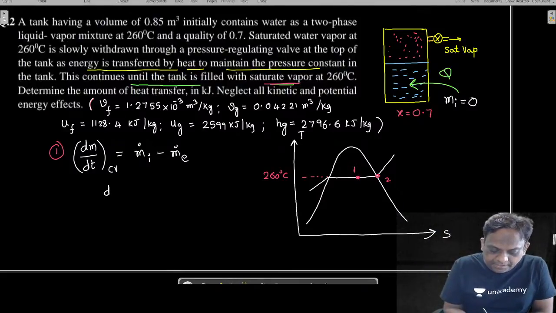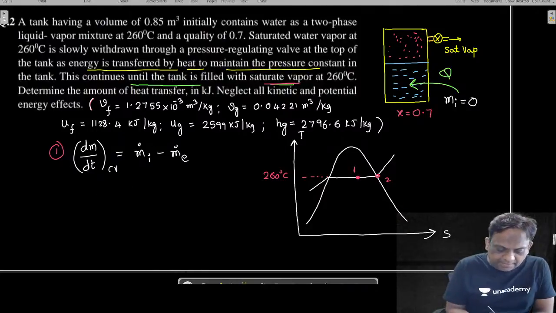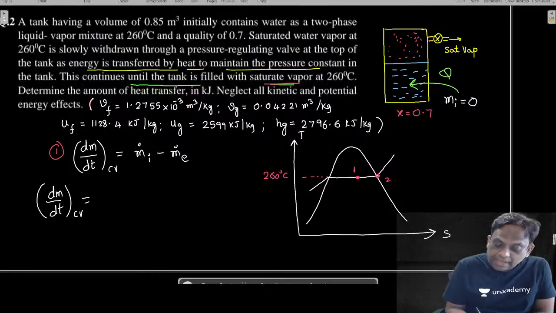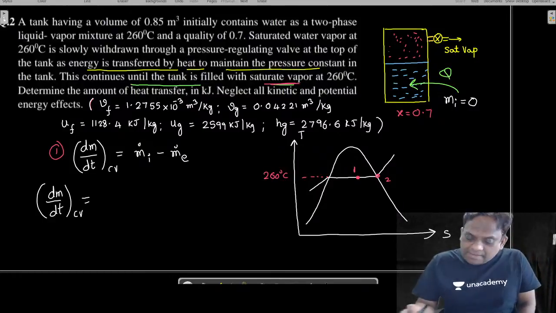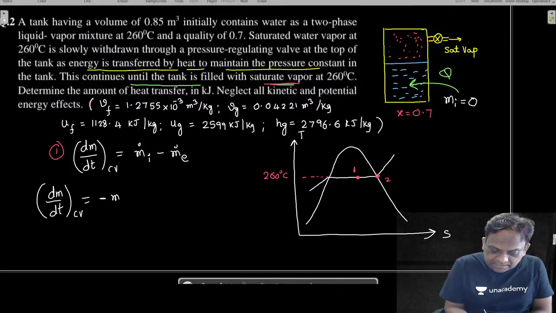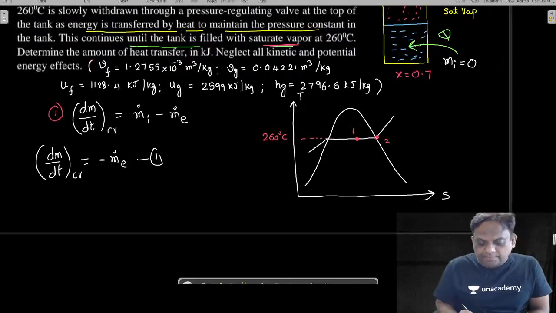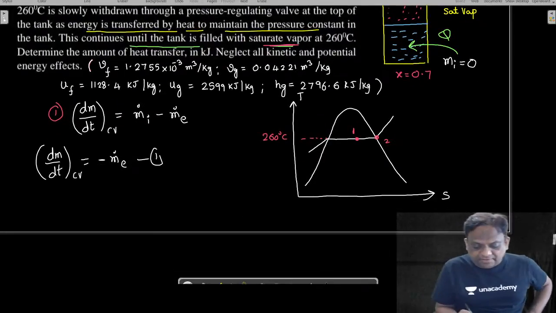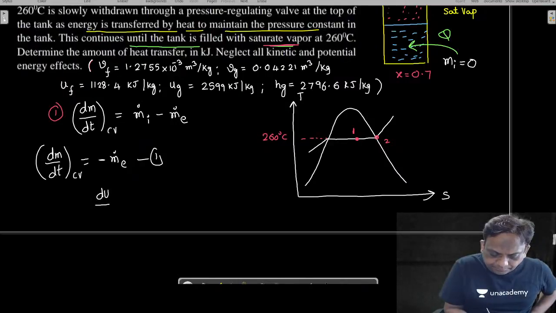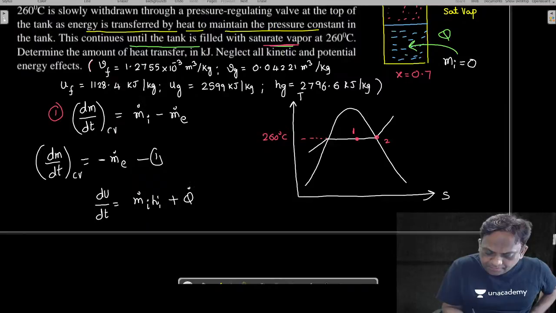Therefore, dm by dt in the control volume is equal to m dot i, which is 0, minus m dot e. Let this be the first equation. Now, there is one more equation: du by dt in the control volume is equal to m dot i hi plus q dot minus m dot e he minus w dot.